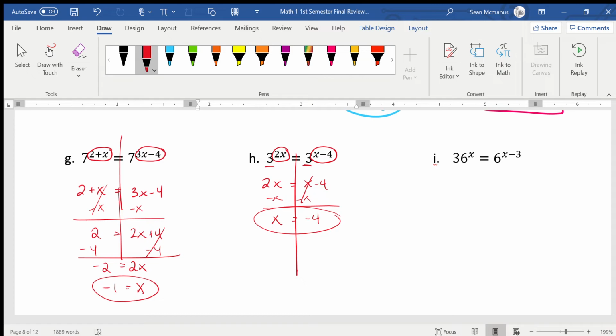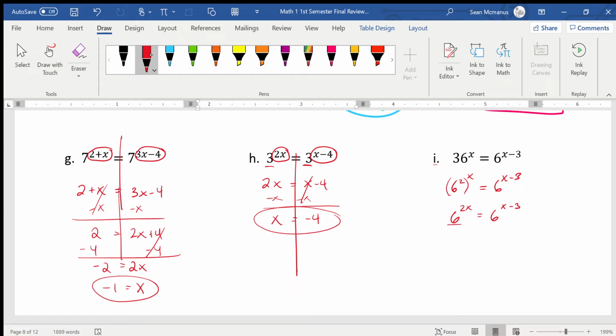Okay, this last one here is a little bit more complicated, right? Because I need the same base, but I don't have the same base over on this left side, so I have to make it that same way. So I know I'm not going to touch that side, but over here, 36 is 6 squared to the x power. Right. So if I think about my exponent rules, if I have a power to a power, then I multiply them. So this would be 6 to the 2x equals 6 to the x minus 3. So I didn't change anything on the right side that whole time.